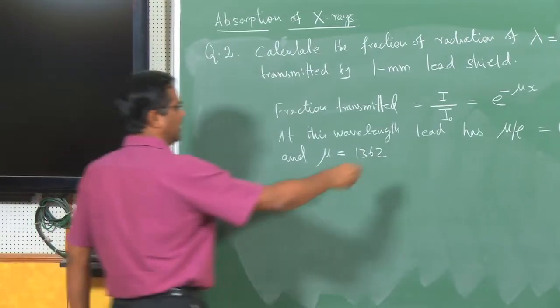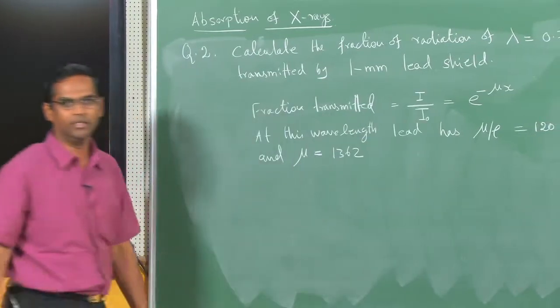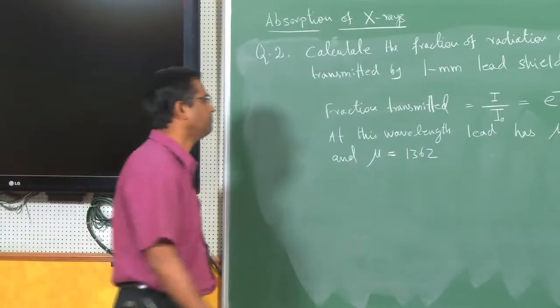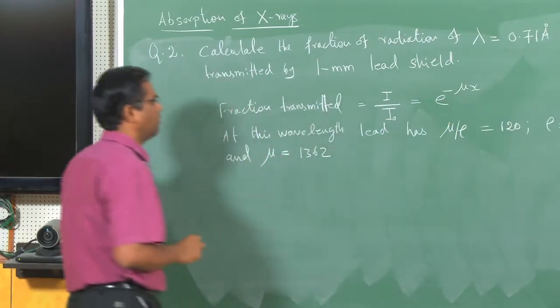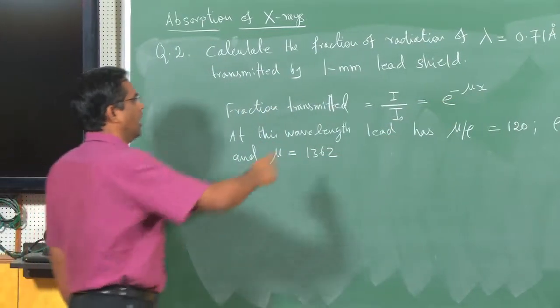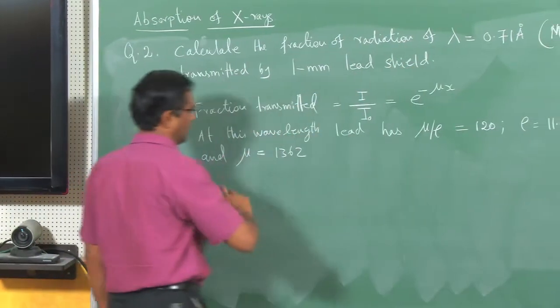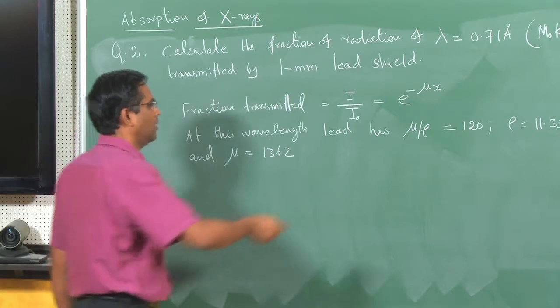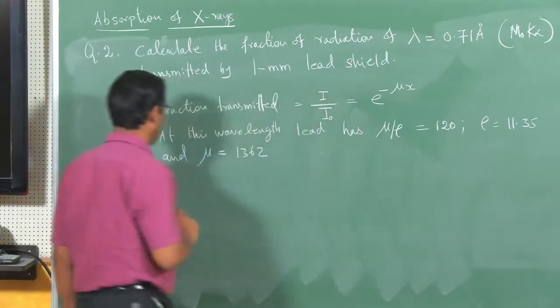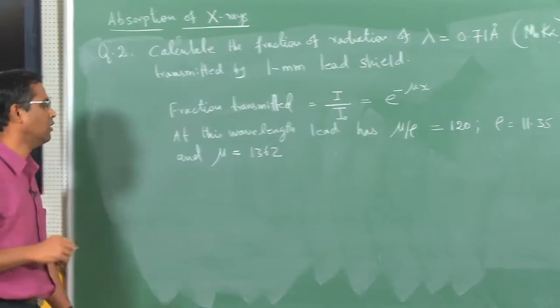We know the equation can be rewritten to calculate the fraction transmitted: I by I naught is equal to e to the power minus mu x. At this wavelength, the lead has the mu by rho of 120, where rho for lead is about 11.35 and mu is 1362.